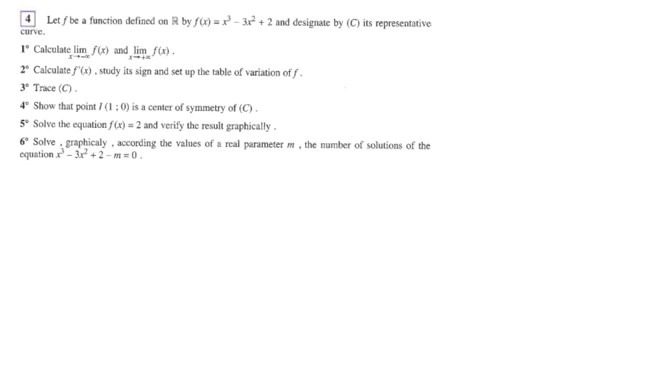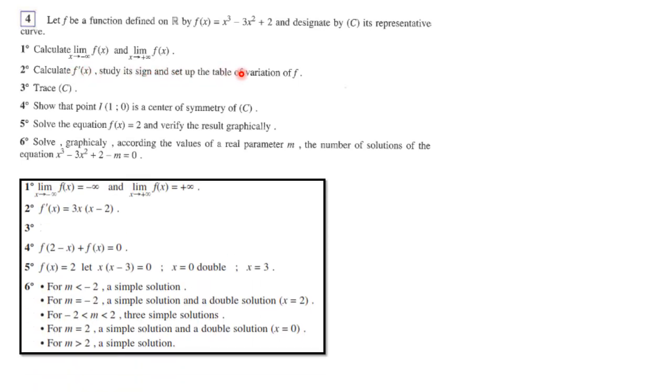We have a function which is x cubed minus 3x squared plus 2, and we need to find its limits, derivatives, sign, and table of variation. First of all, the limit when x tends to minus infinity, we take the highest term, which is x cubed. Minus infinity cubed is minus infinity. And now plus infinity cubed is plus infinity. After that, we need to calculate the derivative, study the sign, then set up the table of variation.